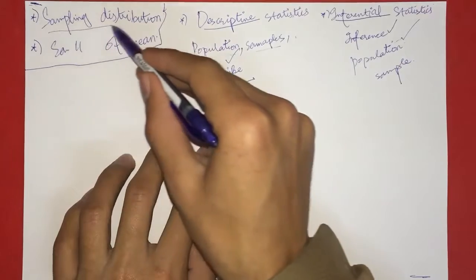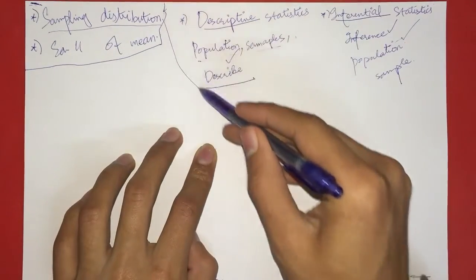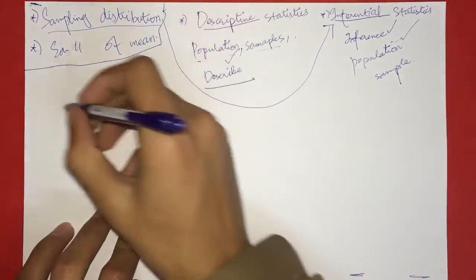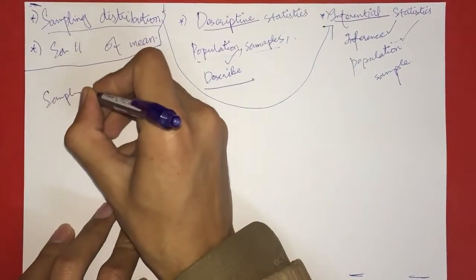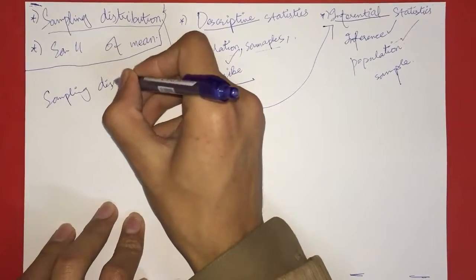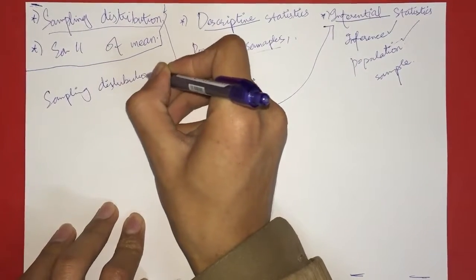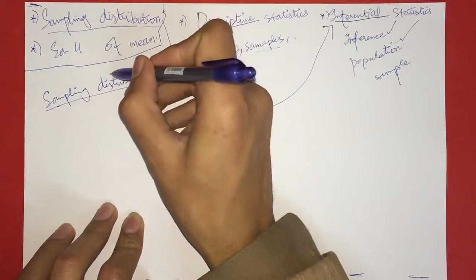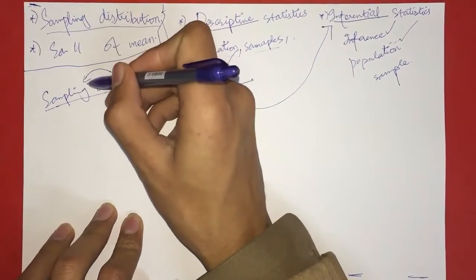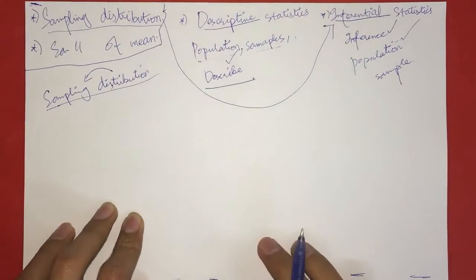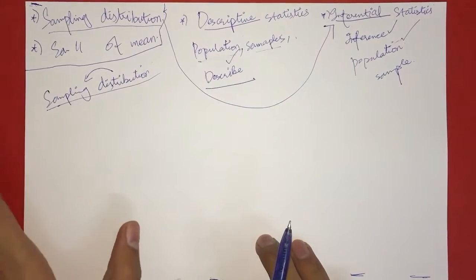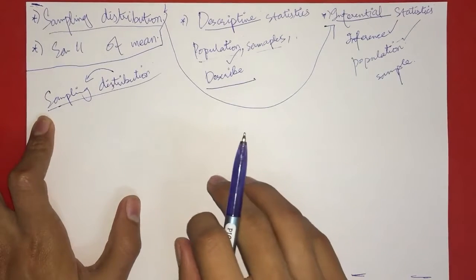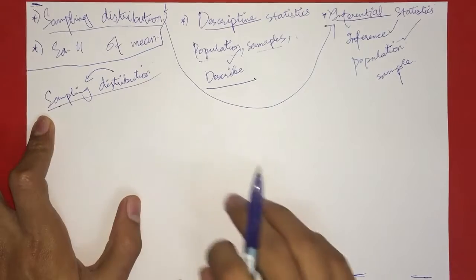So here the sampling distribution is basically related to inferential statistics. First, let us discuss what sampling distribution is. As the name suggests, it's the distribution of the samples in the sample space, the distribution of certain samples, and then you apply the different distributions to them.